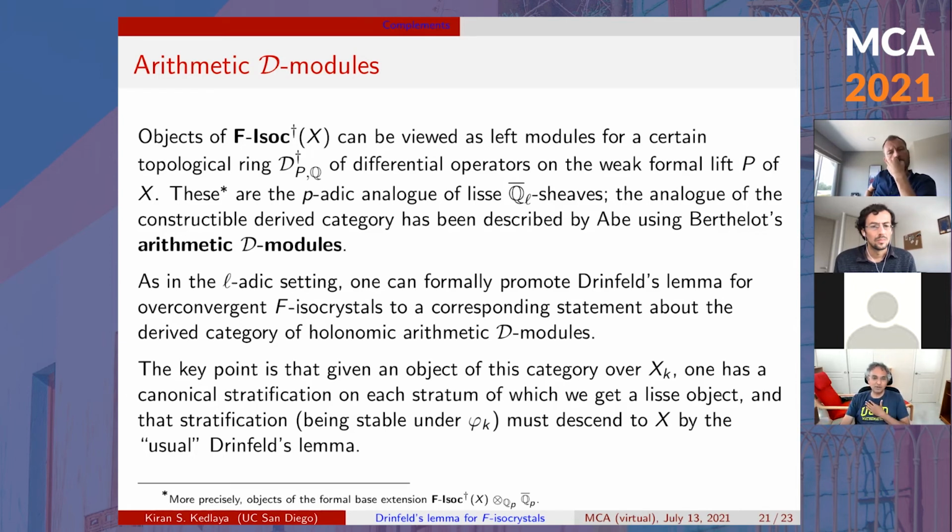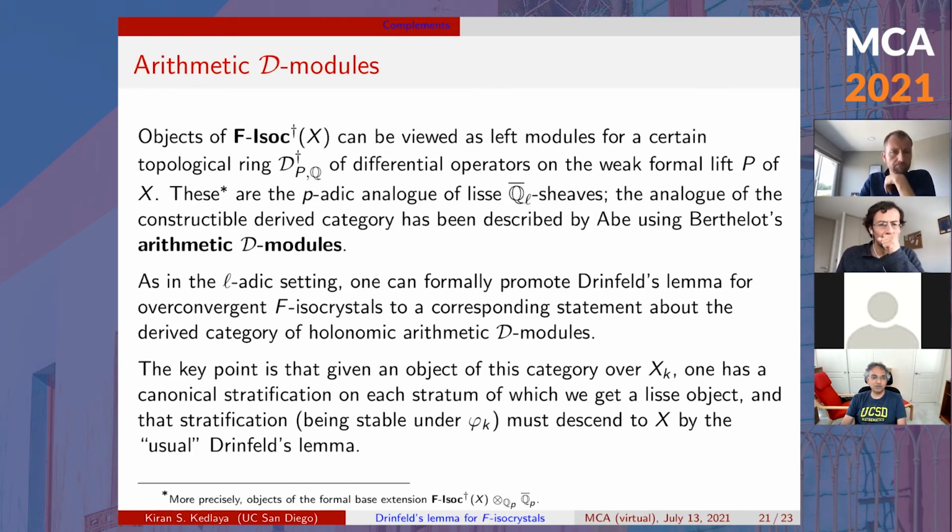So when you have an object that's defined over X_k modulo phi^k, the stratification descends to X, and then you can use that, combined with what I said earlier, to show that the whole thing actually is an object that comes from X, up to this appropriate twist involving the Newton polygon with respect to phi^k. I put a footnote here.